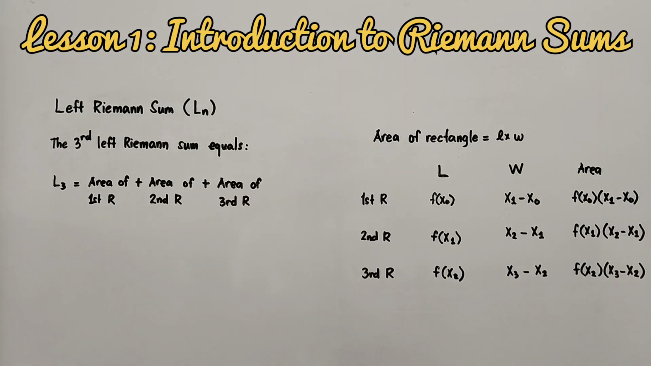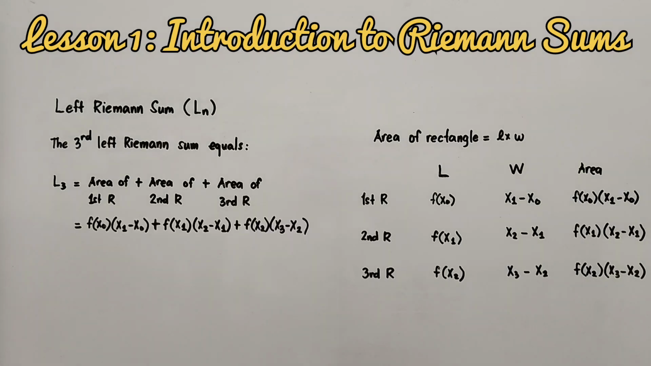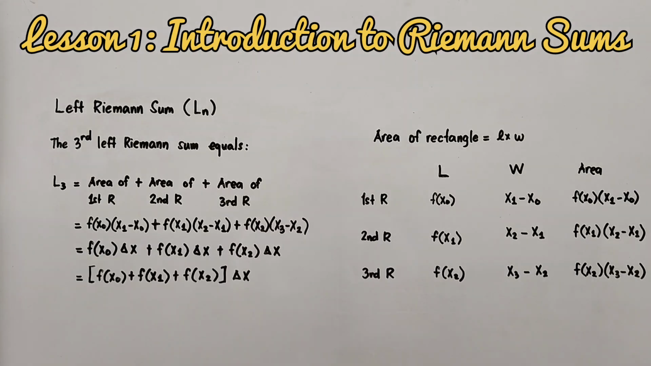We will now substitute the area of every rectangle from the table, so we have that substitution. Since x sub 1 minus x sub 0, x sub 2 minus x sub 1, and x sub 3 minus x sub 2 represent the step size, we substitute those variables by the symbol of the step size. By factoring out the common step size, the equation now becomes f of x sub 0 plus f of x sub 1 plus f of x sub 2 times the step size. Take note that the step size is uniform to all rectangles present.